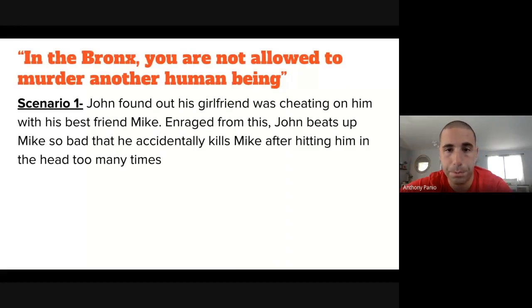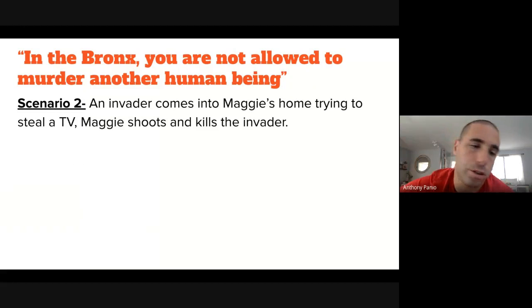Let's try another one. In the Bronx, you're not allowed to murder another human being. This is a very similar situation. An invader comes into Maggie's home trying to steal a TV.